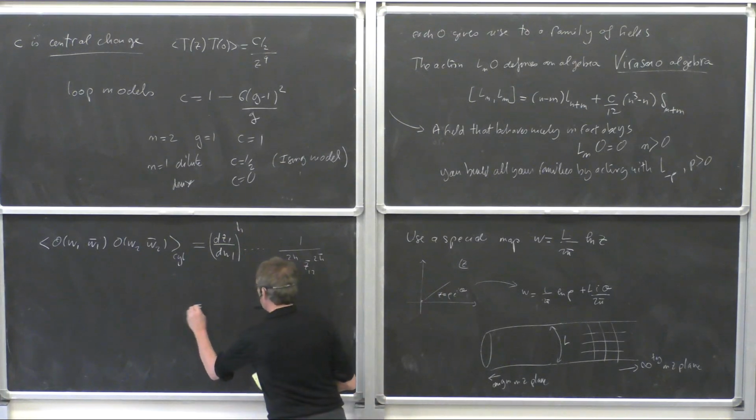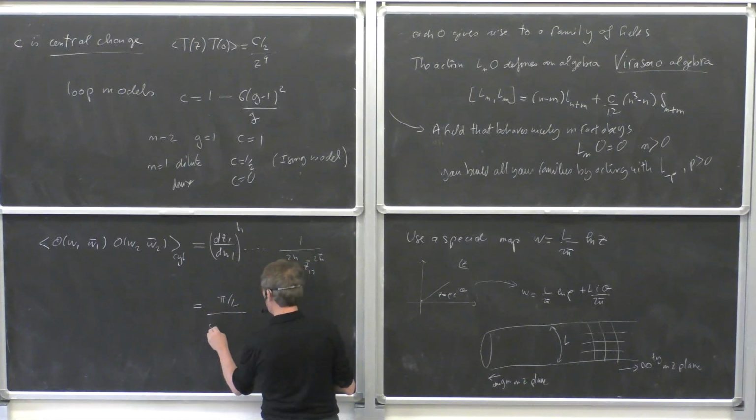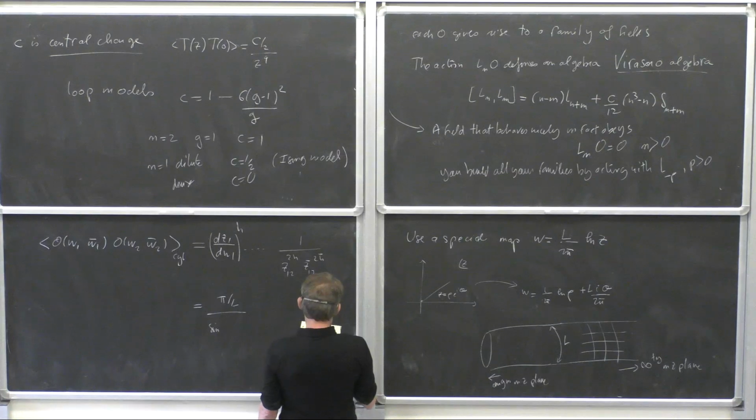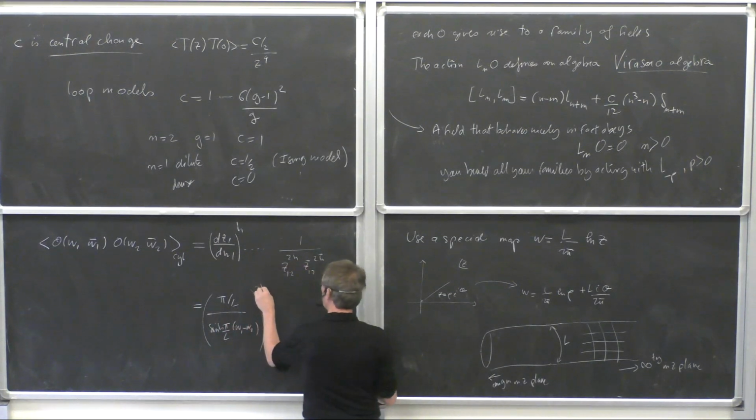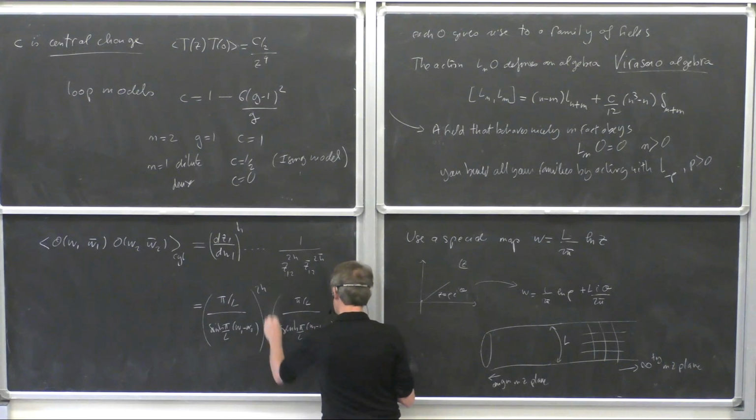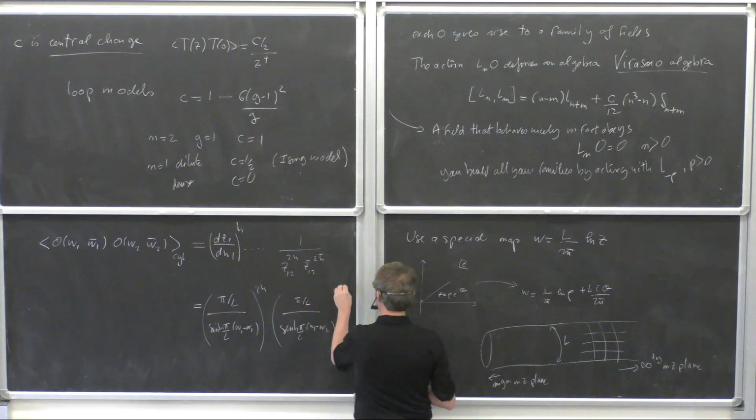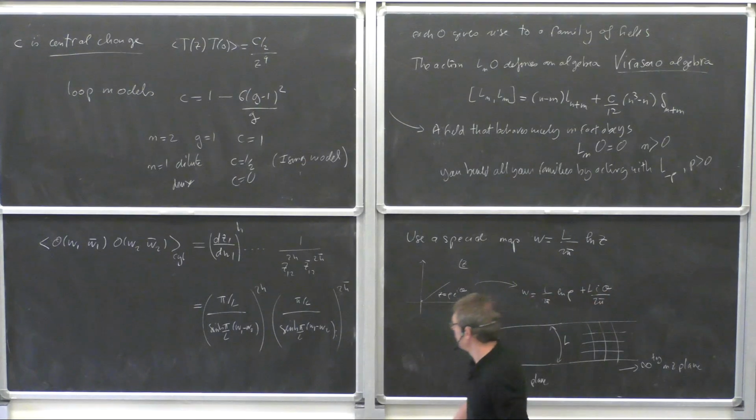And if I do this, which I'm not going to do because it's a little late, I would get something very simple. I would get pi over L over sinh of pi over L times W1 minus W2, to the 2h, times pi over L over sinh of pi over L times W1 minus W2 bar, to the 2h bar. This is an expression that is quite pleasant.